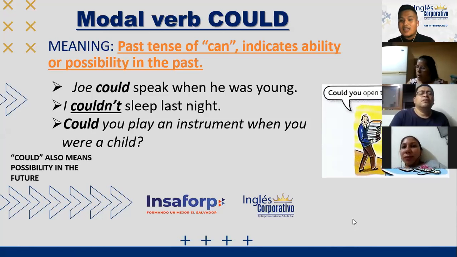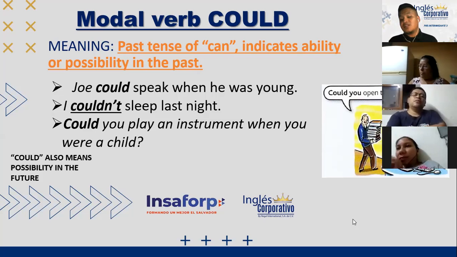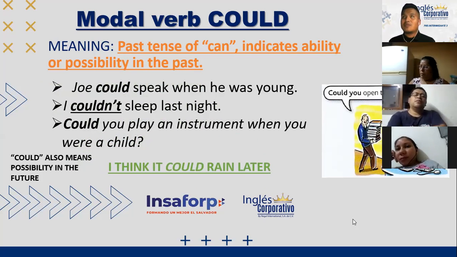We are going there. Let me tell you that could also means possibility in the future. What does that mean? It means that no puede significar solo podía in the past, but it can also give you a possibility in the future. What does that mean? So podrías, it will have that meaning as well. Podía in the past, because most of the time it is used to refer to the past, but it can also give you a possibility in the future. And thank you so much for the example you just gave me. Can you repeat the example one more time so we can listen to that, please?